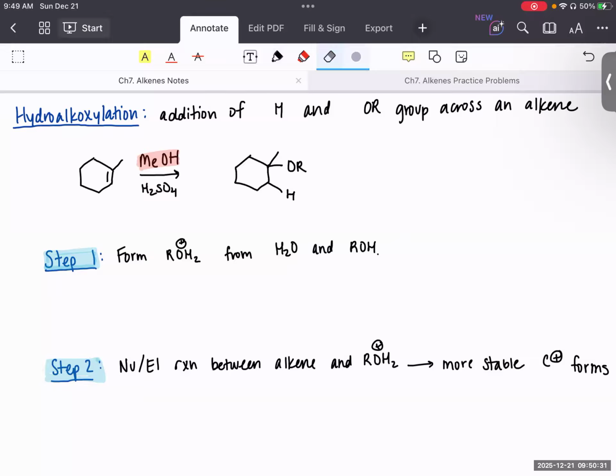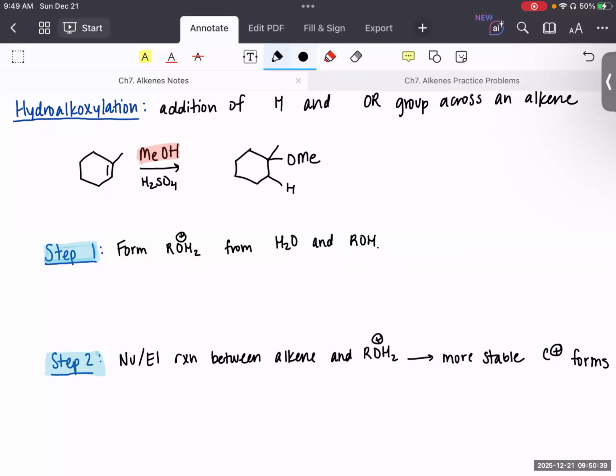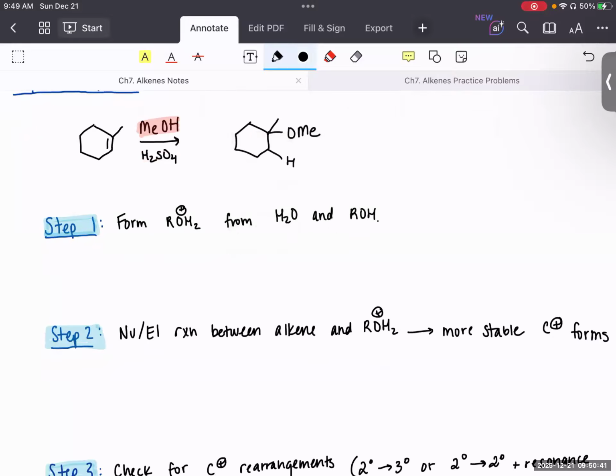And so I'll substitute out that R for that methanol or methyl group. All right, so same exact mechanism. We're going to, in our first step, form, let's say H2SO4, we're going to form our ROH2 group. So here we have MeOH was our starting group. So I'll just draw that here.